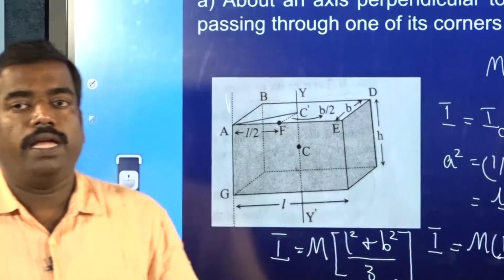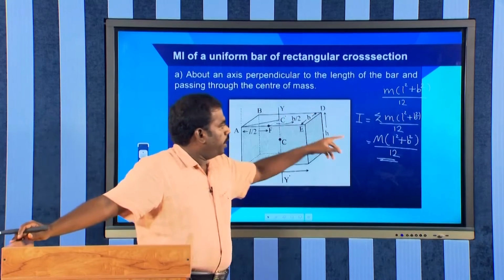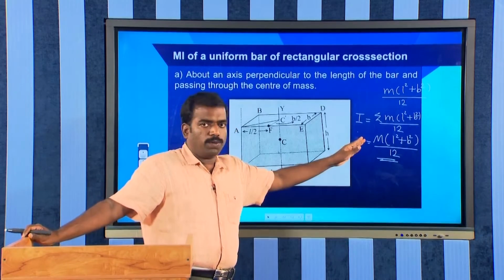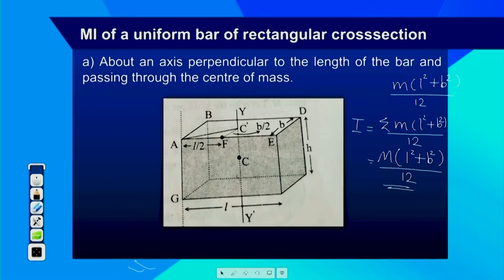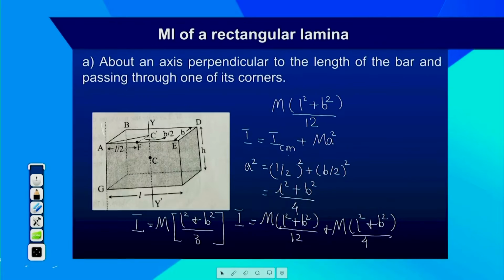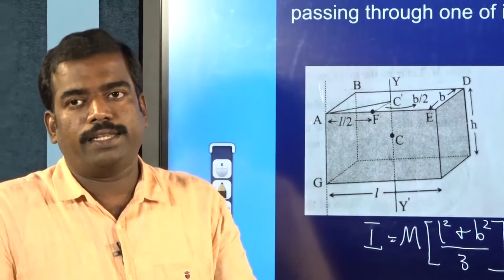So, here we need to learn two formulae. First one, about an axis passing through its center of mass and perpendicular to its length, is given by M into L square plus B square by 12. So, this is very important. And second, if it passes through one of its corners and perpendicular to its length, use the parallel axis theorem and you will get the moment of inertia as I equal to M into L square plus B square by 3. So, this is all about the moment of inertia of a rectangular bar.